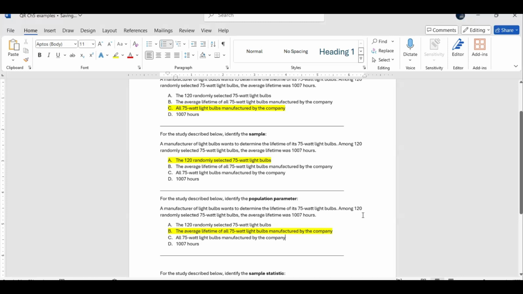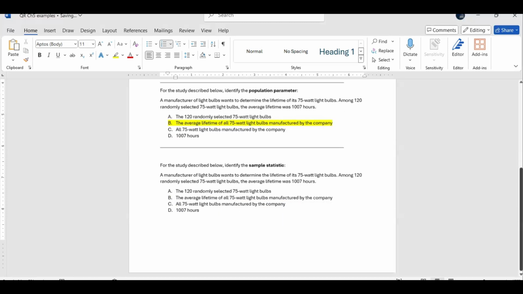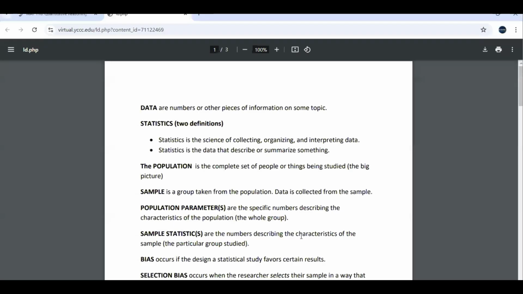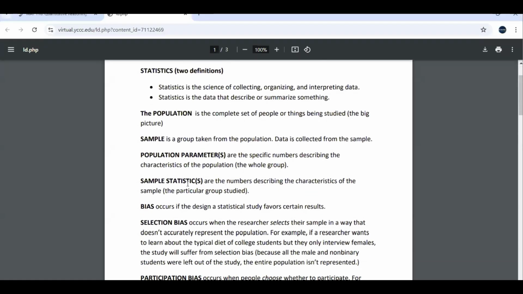So last up, let's get down to this last question. We need to find the sample statistic. That definition is also on this printable sheet here. A sample statistic is a number, or it could be multiple numbers, though usually it's just one number. It is describing the sample, the particular group that was studied. It's some piece of data that describes the specific group that we looked at.